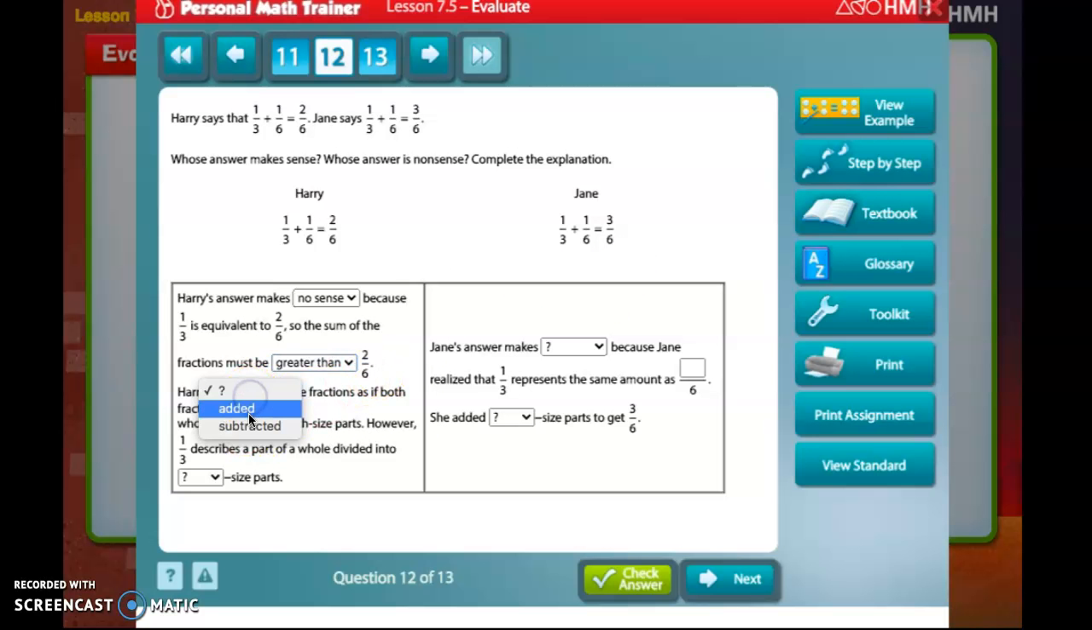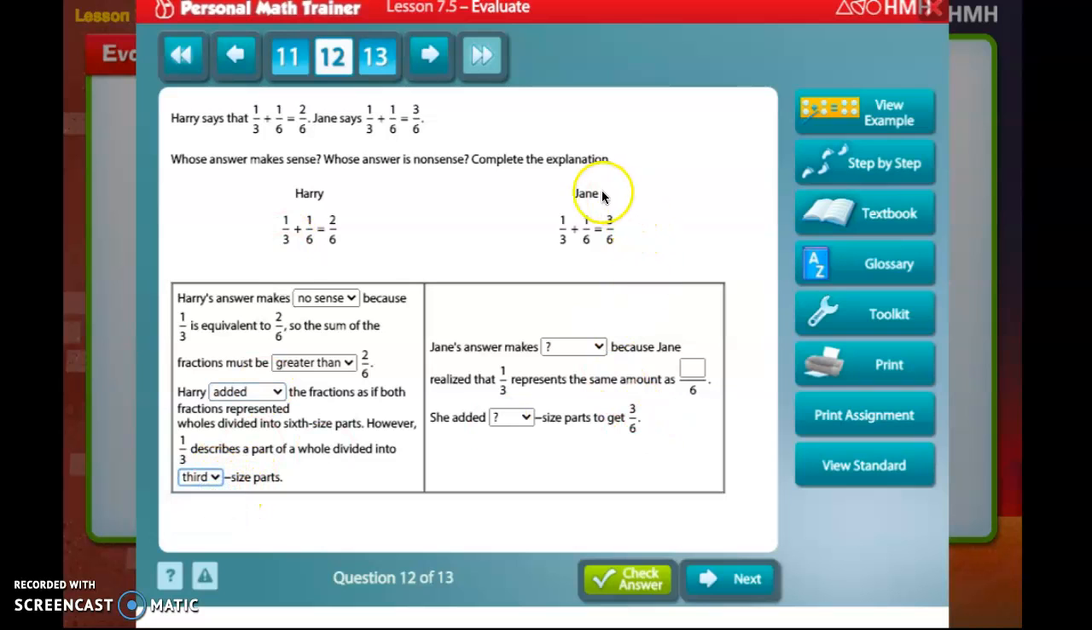So Harry, let's see, what did he do? Harry added the fractions as if both fractions represented wholes divided into 6 size pieces. Yeah, he just added them across. It looks like he just added the tops and kept the 6 in the denominator. So he just added the fractions as if both fractions represented the same whole. However, 1/3 describes a part of a whole divided into thirds. It's divided into third size pieces.